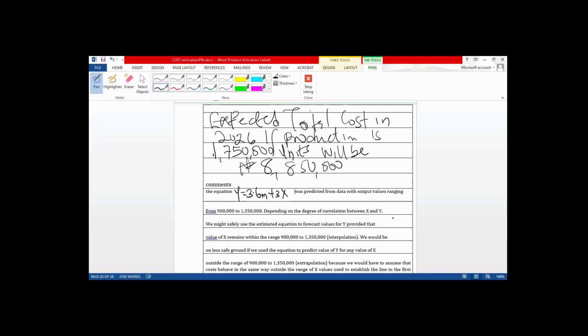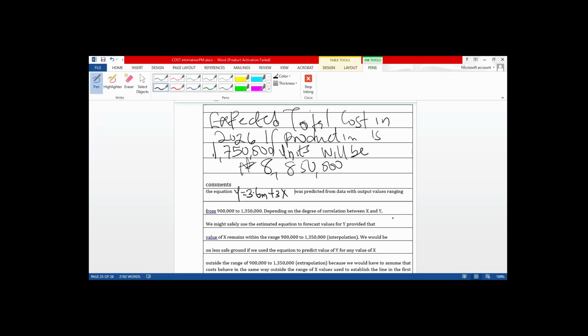Look at the comment. Depending on the degree of correlation between X and Y, we might safely use the estimated equation to forecast value for Y, provided that the value of X remains within the range of 900,000 to 1,350,000. That is interpolation.